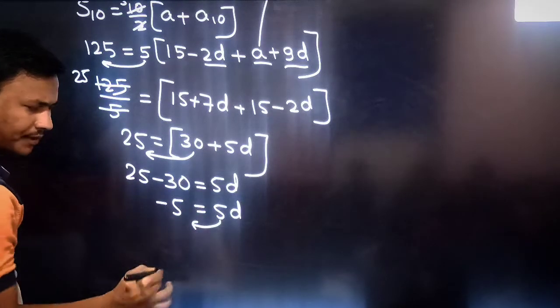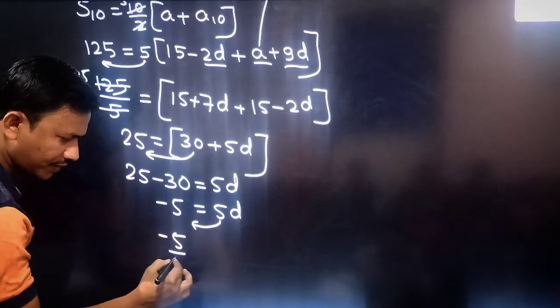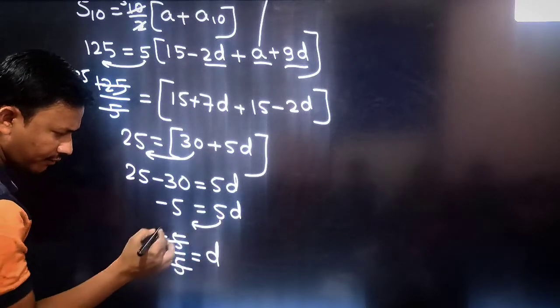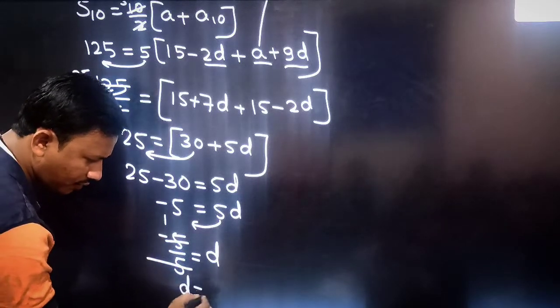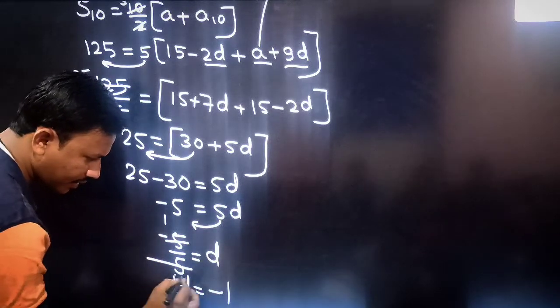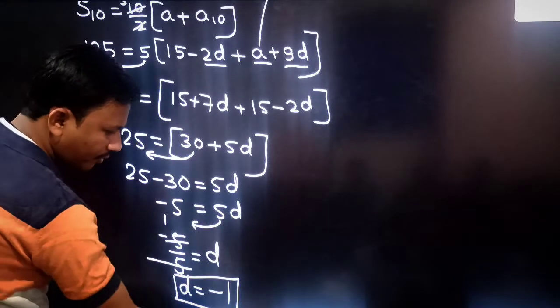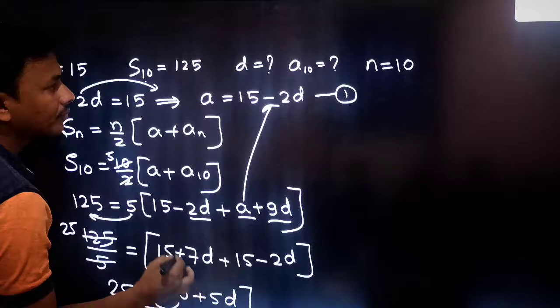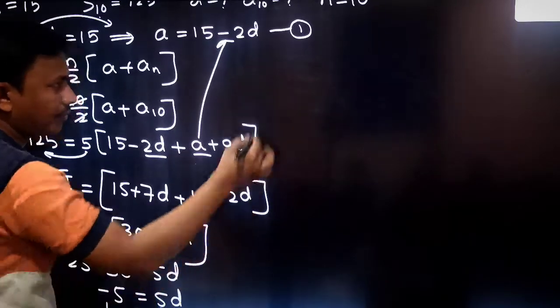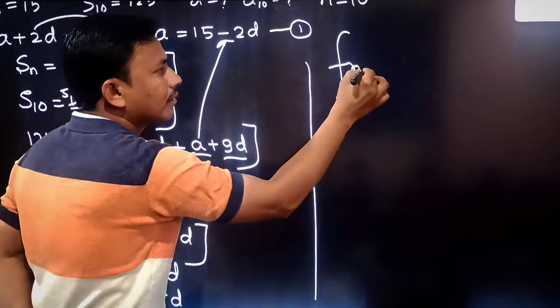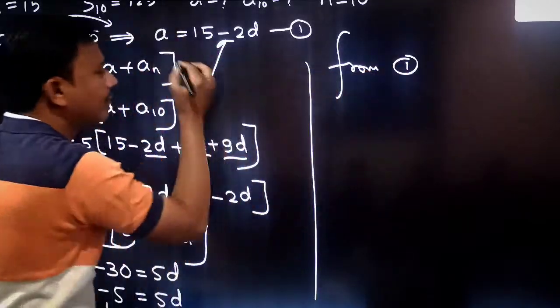Into 5 it will become divide. Minus 5 divided by 5 is equal to d. 5 1s are 5, 1s are. D is equal to minus 1. D is equal to minus 1. Put this value in equation number 1. From equation number 1, what is A value?